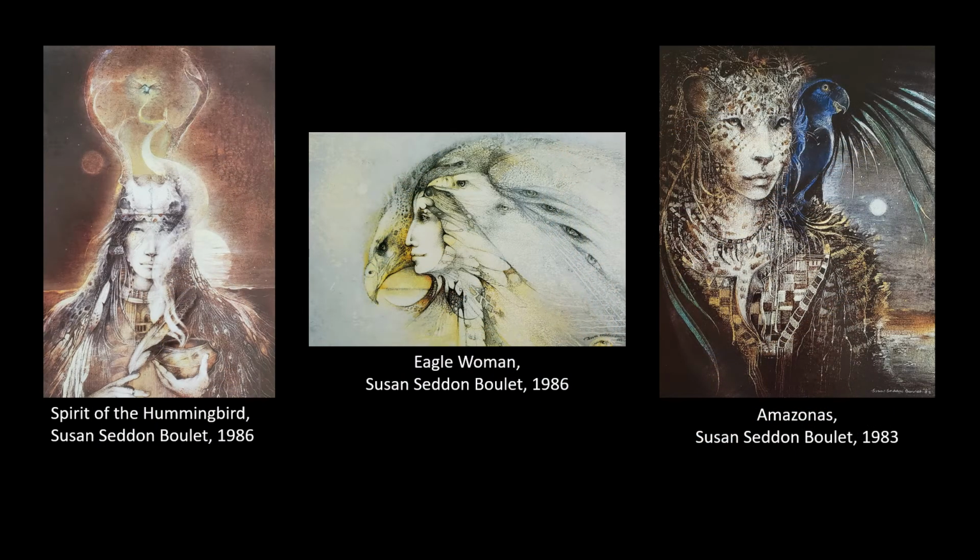Before we leave this discussion on symbolism and mysticism, I want you to take a look at the work of a more modern artist named Susan Seddon Boulet. She lived between 1941 and 1997. Originally from Brazil, Boulet grew up on a farm where animals and nature were a big part of her life. Later, she immigrated to the United States and settled in California, where she continued to work in her unique style, which evolved into a complex layering of images that mixed humans, plants, and animals.